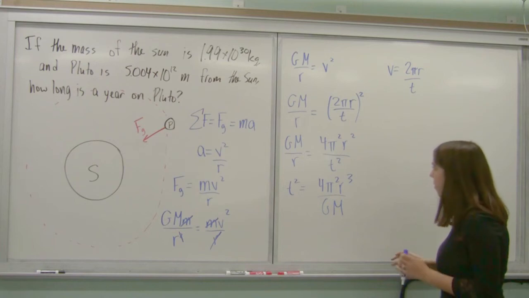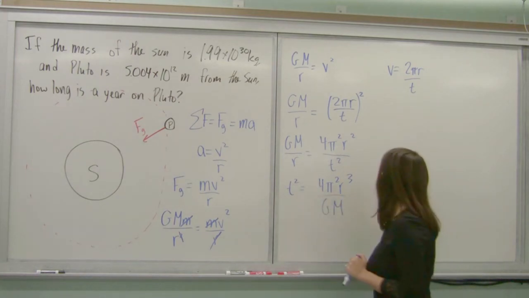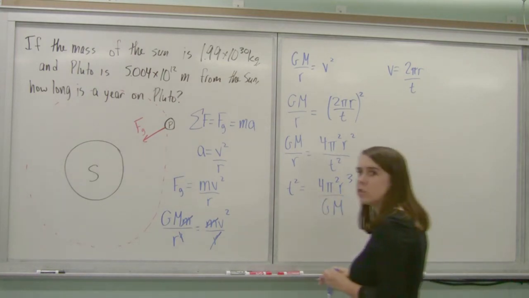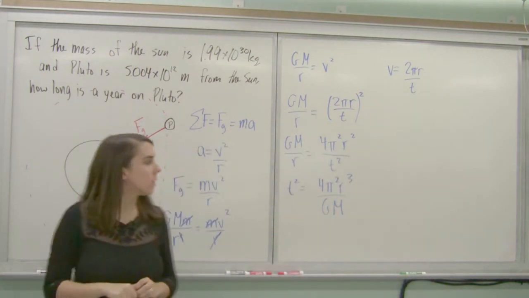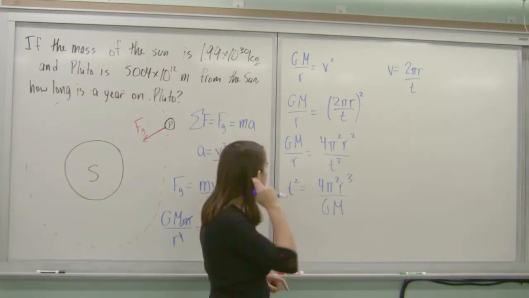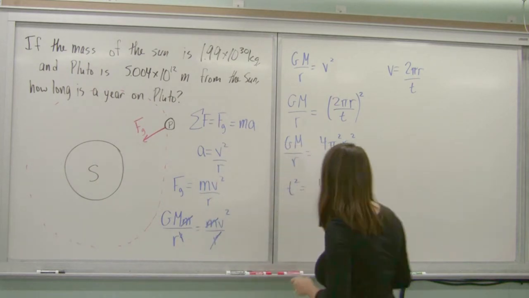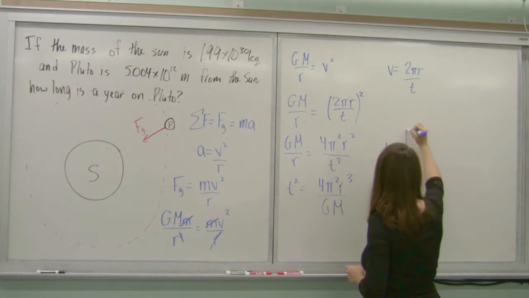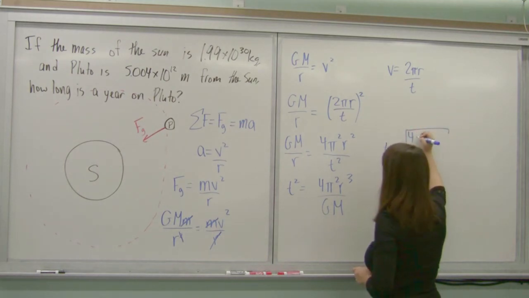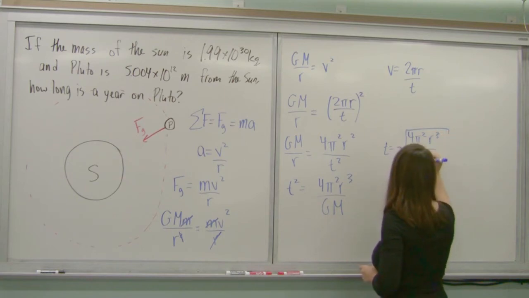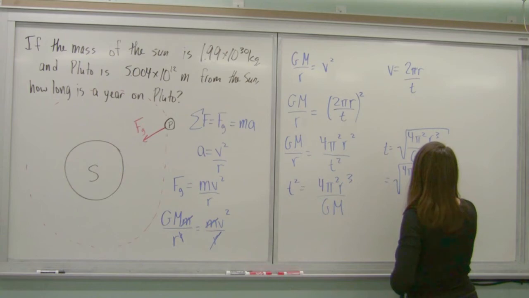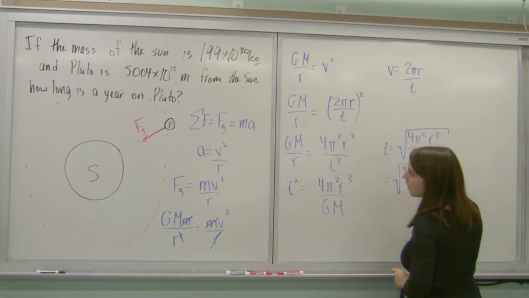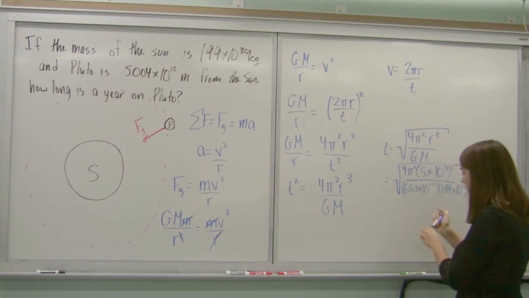And you will notice that t squared is proportional to r cubed. That's always a nice check that we can have because Kepler's third law says that this has to be the case. So let's plug in numbers now. So now t is going to be equal to the square root of 4 pi squared r cubed over GM. Radius was 5. I can't even use that many sig figs, so I'm just going to plug it in as 5. And I'll plug that into a calculator.